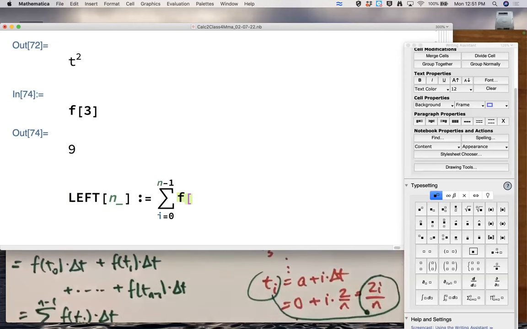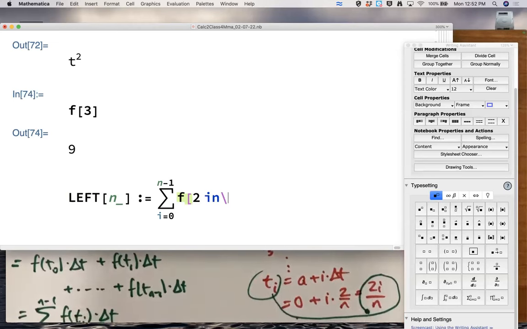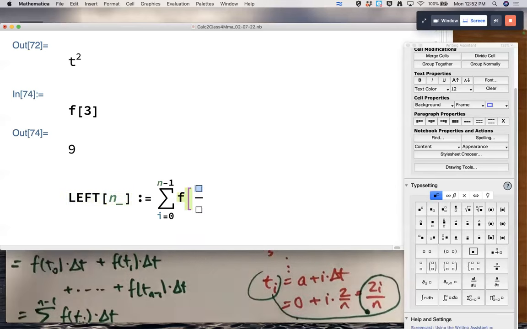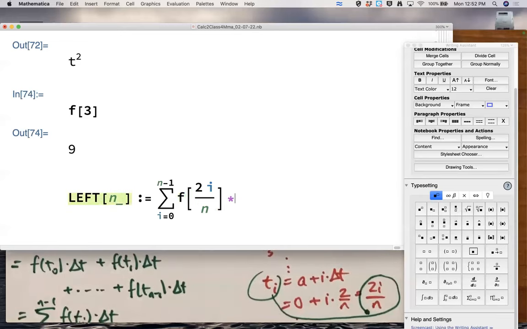Type in 2i over n, either by doing this, I can type 2i over n, or if you prefer, by using the palette to make a fraction and going 2i over n like this. Square brackets, not parentheses. Function inputs in Mathematica are square brackets. That's a good thing, actually, but it's different because otherwise it would be even weirder because parentheses could either mean distribute through the parentheses or it could be function arguments, and that would be confusing. So it's good to keep those ideas separate.